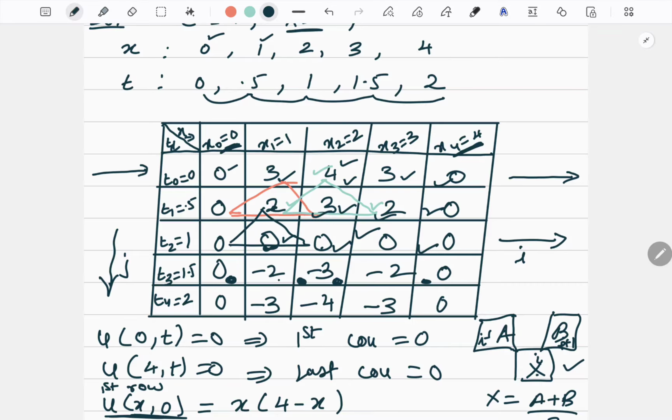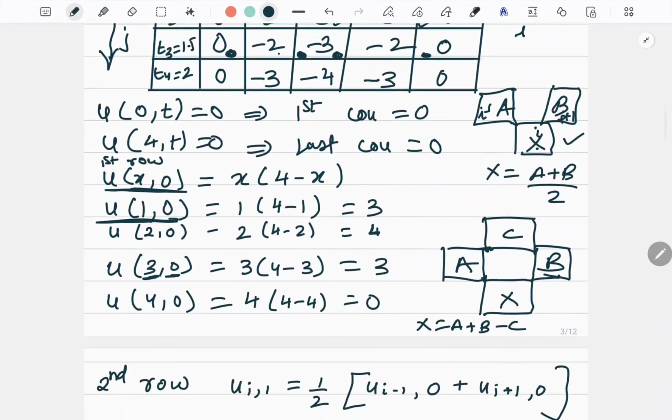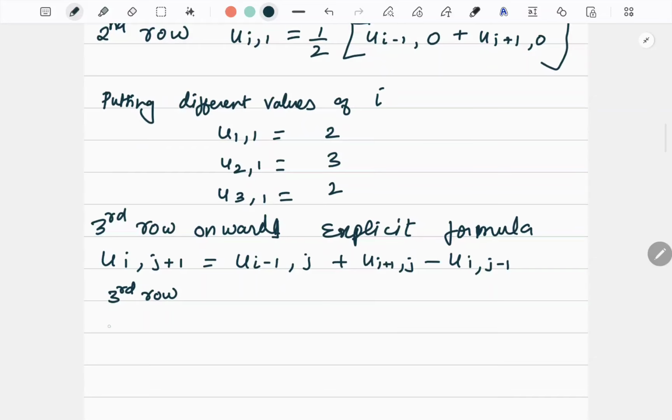So in the third row here, see, j is 1, 2, 3. Correct? So j is 0, 1 and 2. This is the position 0, 1 and 2. So j is 2 and i is 1. Right? So you will write like this: 1 and j is 2. So you will write like this, 2. So u1,2 will come, u2,2 will come, u3,2 will come.